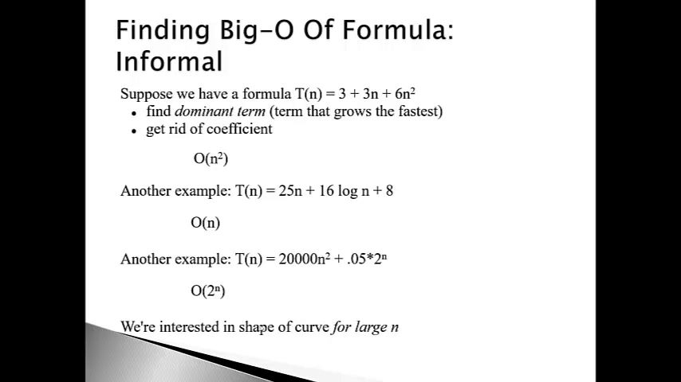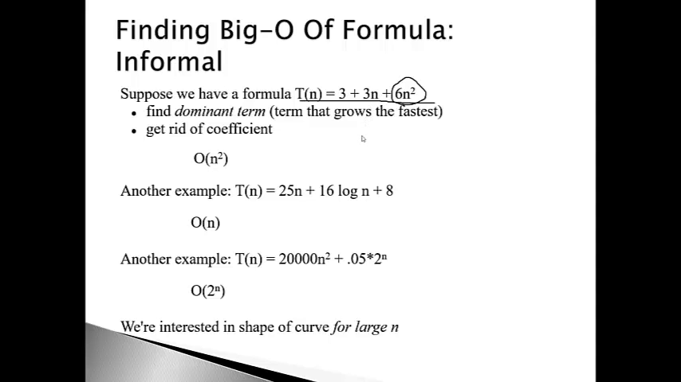So when we find the big O of a formula, we want to come up with the most dominant part of an algorithm, the part that's going to dominate the time required by this algorithm when it's running. If we come up with a formula like T(n) equals 3 plus 3n plus 6n squared, what's the dominant part? What's going to take the most time and grow the fastest as we increase the problem size? It's going to be the 6n squared.